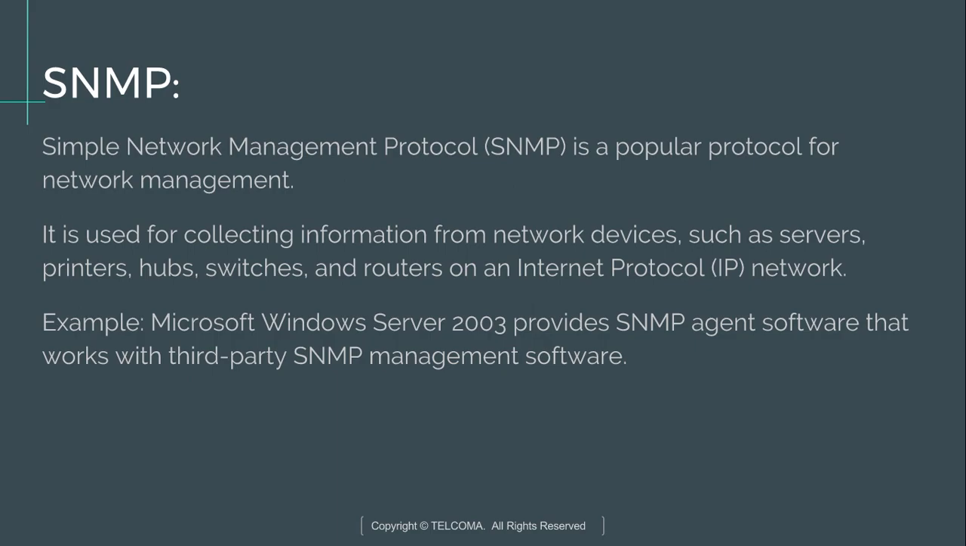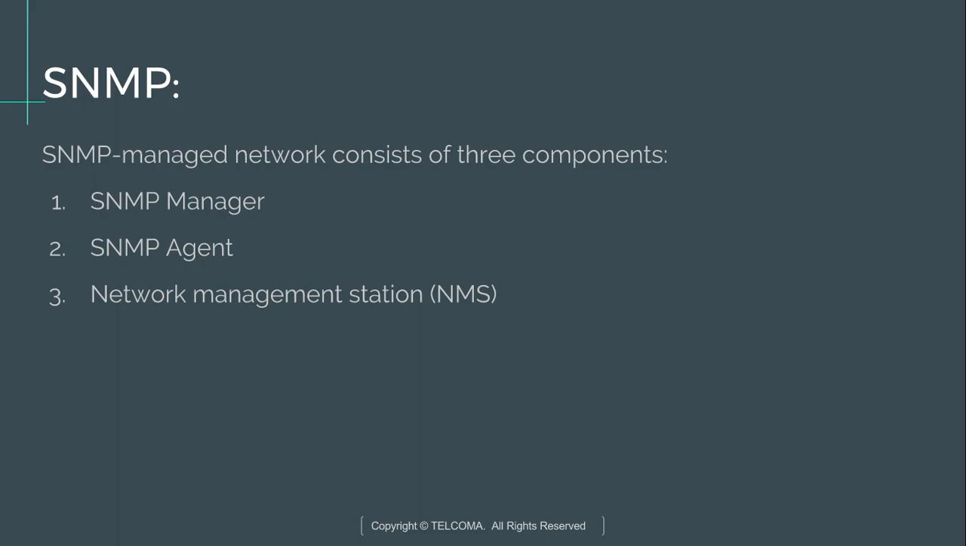SNMP is basically implemented to monitor the status of managed devices and applications. For example, Microsoft Windows Server 2003 provides SNMP agent software that works with third-party SNMP management software. Next, in SNMP, the network consists of three components: SNMP manager, SNMP agent, and network management station, that is NMS. The SNMP agent is software which runs on managed devices like routers and switches, and NMS, the network management station, is software which runs over the SNMP manager.